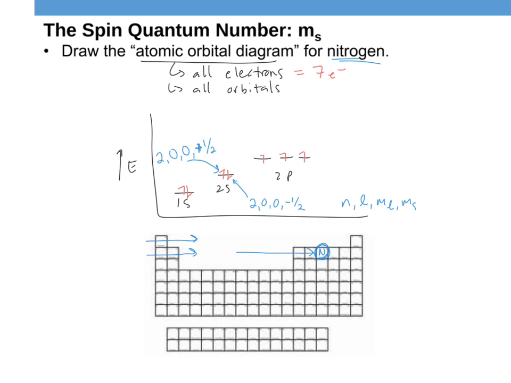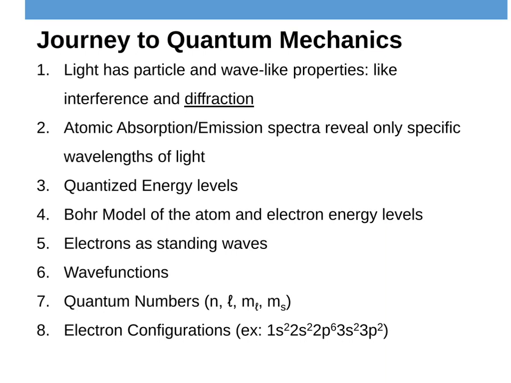That's really it. So watch out for the next video where we're going to start talking about electron configurations and atomic orbital diagrams. So I'll tell you all about Hund's rule, Pauli exclusion principle, all of those sorts of things.